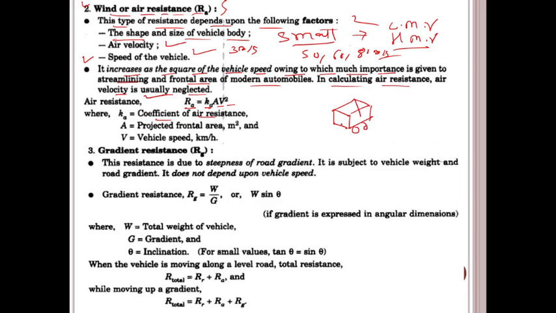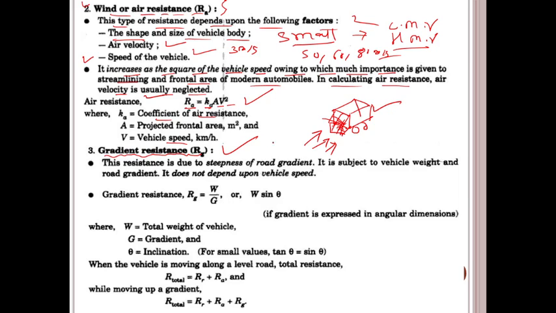Okay, this is our vehicle. Suppose this is the frontal area, the front portion, and this is the side where the wind will be. So this is the front portion area, and V is the vehicle speed. So what is the formula there? R_A = K_A V squared.